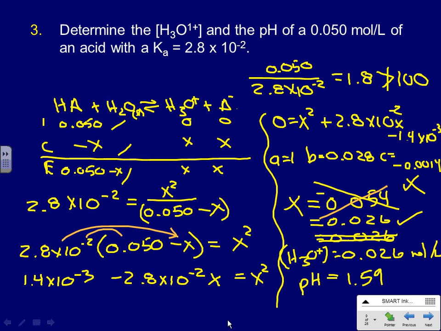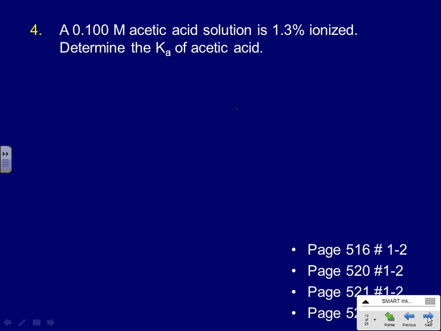So be aware that if it's not super weak, that's where we've got to be careful with our terminology. I actually have to add more terminology to our concept of weak acids. There are weak acids, there are super weak acids, and then there's just kind of weak acids. And this one's just kind of weak. It's not weak enough for us to use the shortcut. All right? Okay.